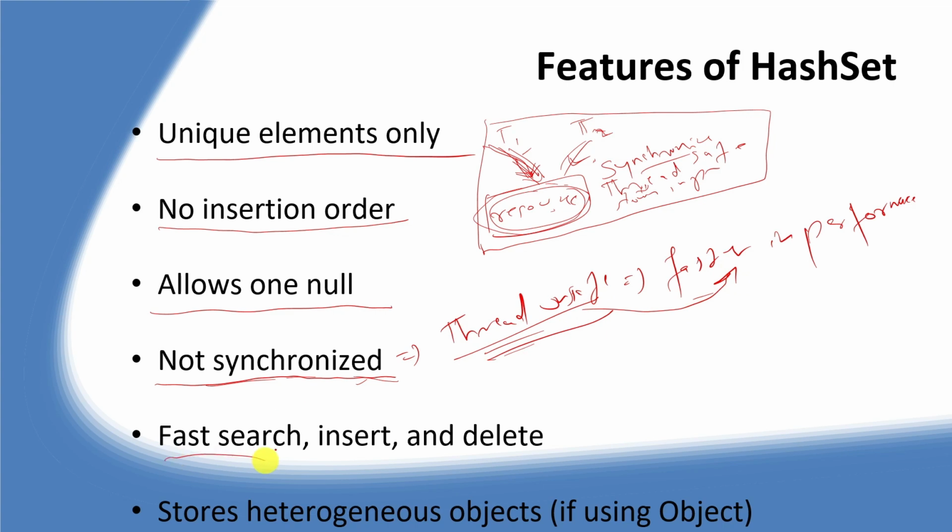So it has fast searching, inserting, and deletion, and it can store heterogeneous objects. HashSet stores only unique values. It does not guarantee any order. It allows only one null element, is not thread safe, and thereby provides faster performance, and can store different types of objects, if declared as Object. So these are the features of HashSet.